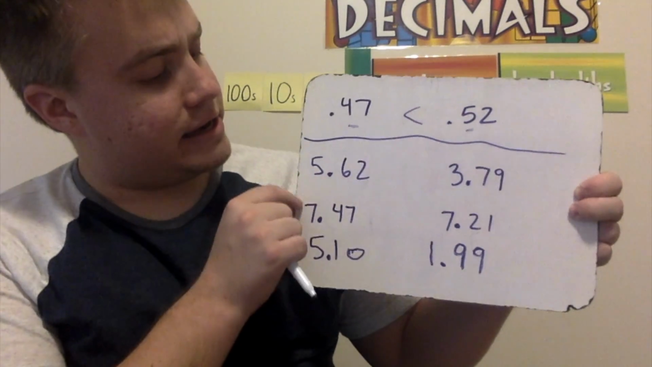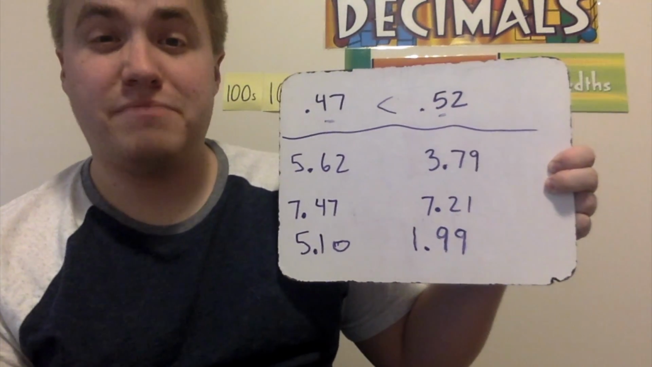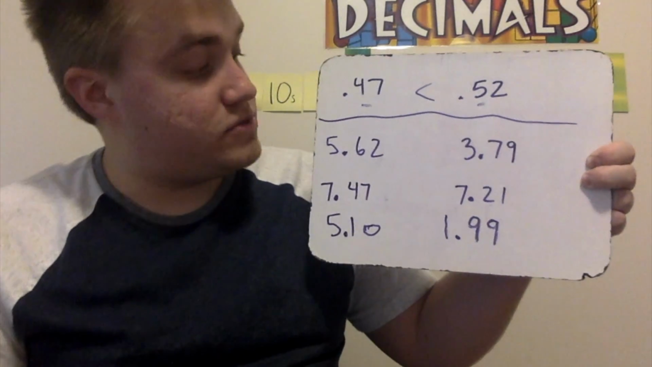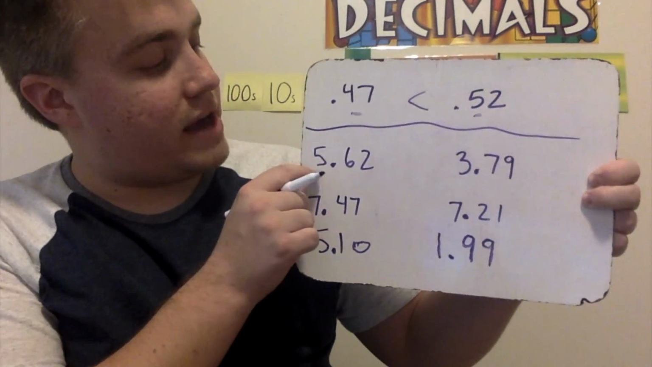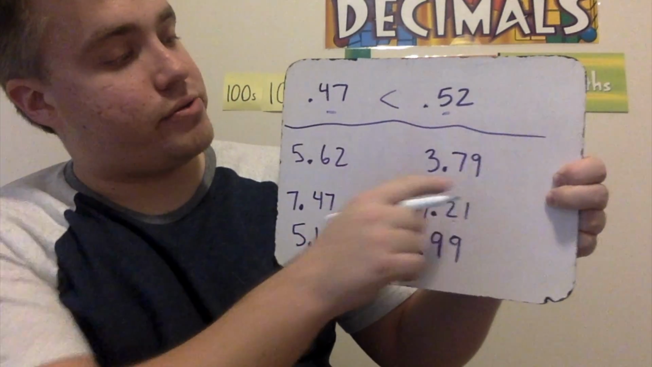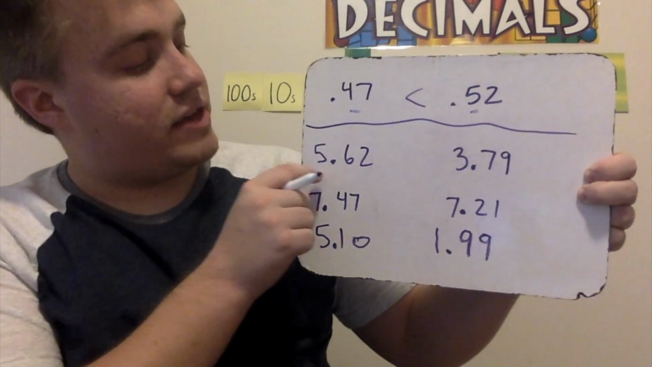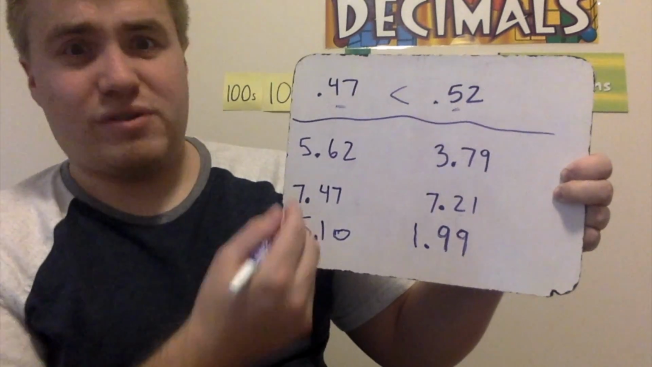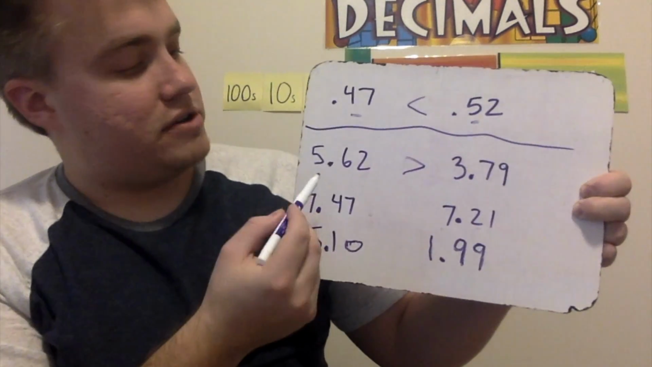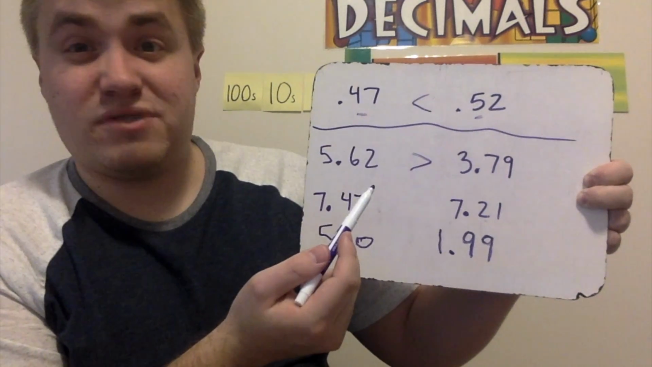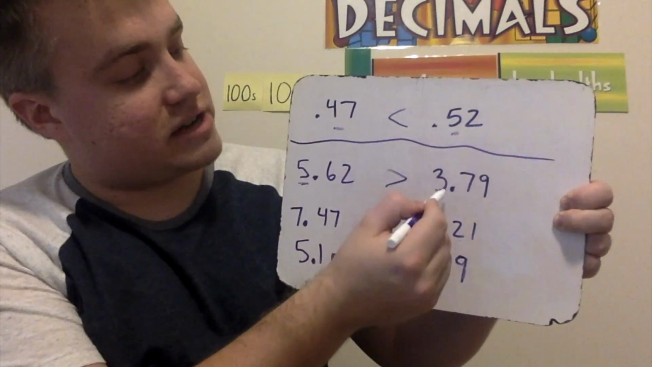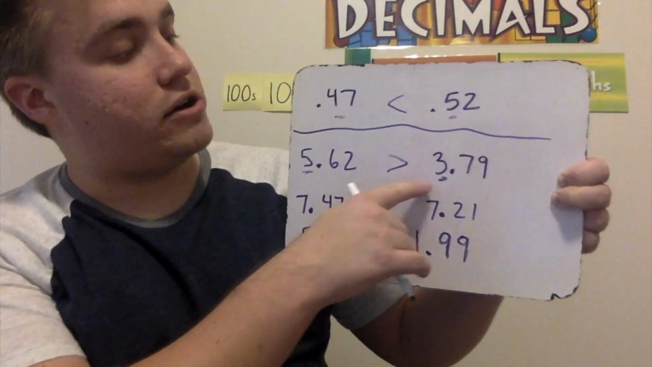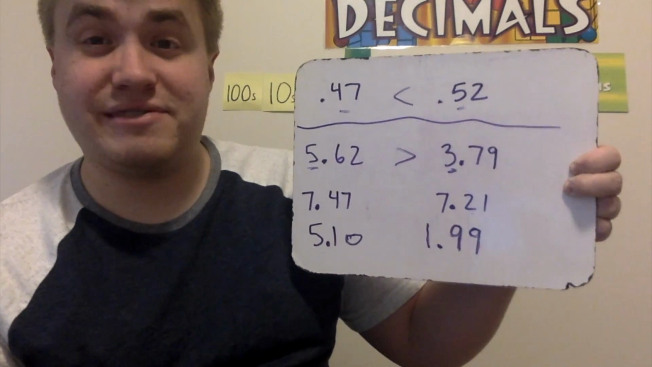Okay, now let's add in some decimals that are greater than 1. So when we add in decimals that are greater than 1, just think of it as adding some dollars to our pennies here. Okay, so I have 5 and 62 hundredths compared to 3 and 79 hundredths. Think of this as $5.62 compared to $3.79. Of course, I'm going to want the $5.62, but if we were to look at the place value, my 5 groups of 1 is going to be bigger than my 3 groups of 1. So of course, 5 and 62 hundredths is greater than 3 and 79 hundredths.